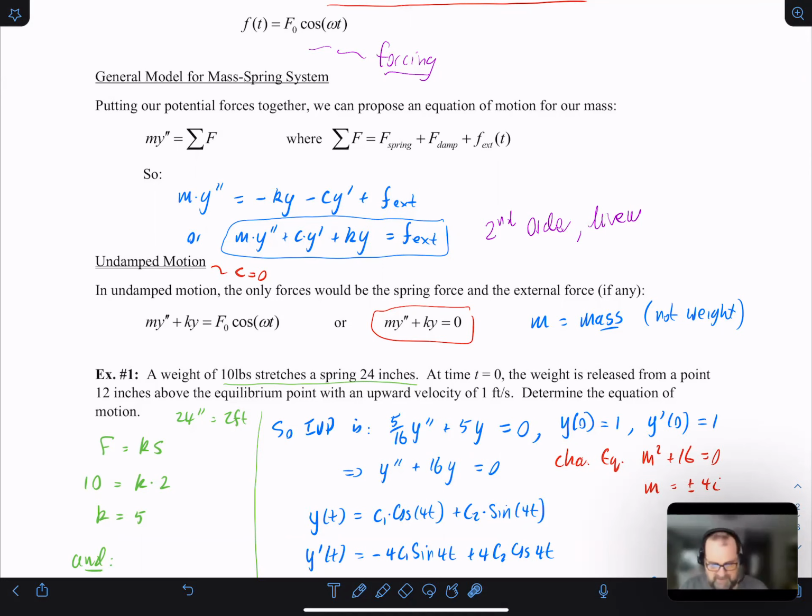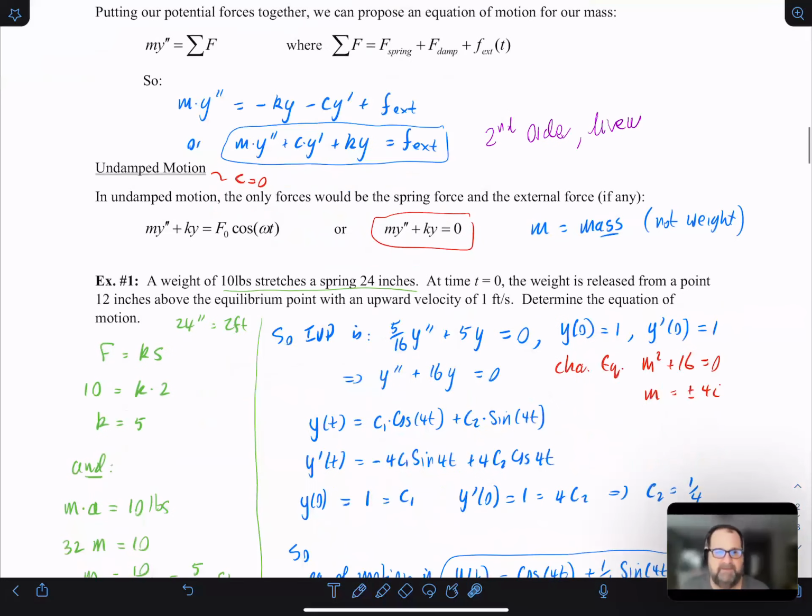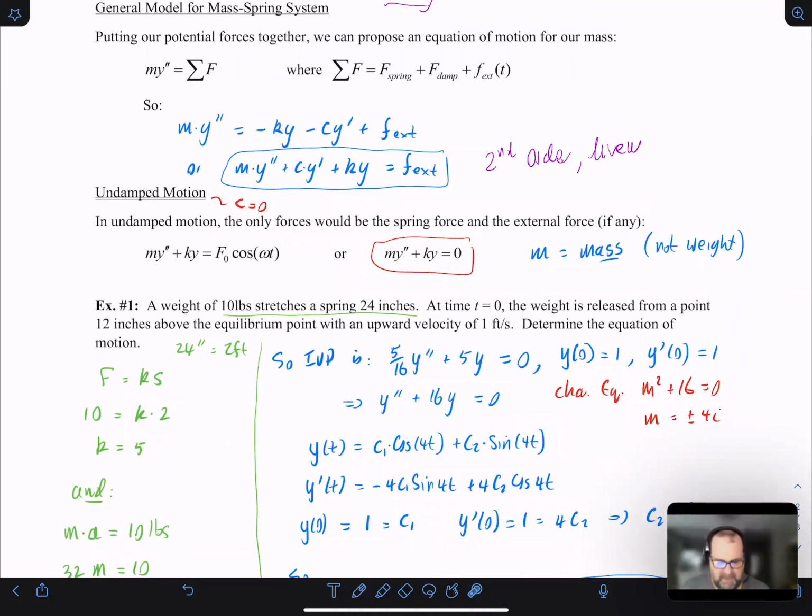So in the rest of the packet, we're going to look at the different cases here. Damped motion would be where there is friction in the system. We're going to start off, and we will look at together now in this video, the undamped motion case, the simplest case, where we have undamped motion.